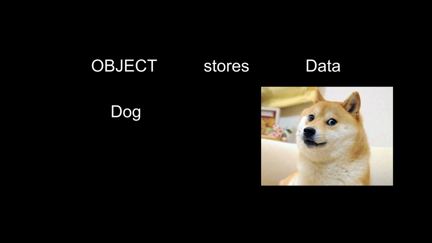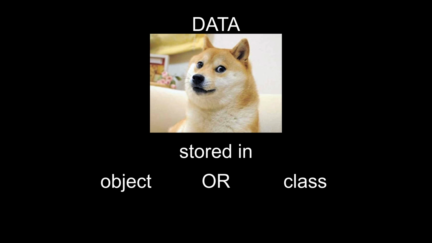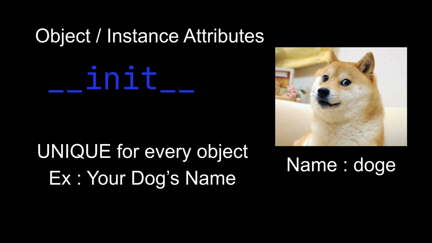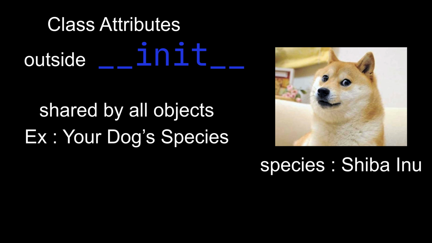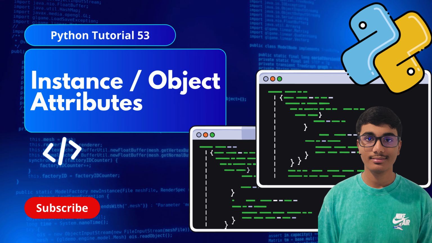Every object can store data, but whether the data is stored inside the object or shared by a class makes a huge difference. You see, instance or object attributes are created inside the init constructor, so they're unique for every object, but attributes for a class are defined outside of the init constructor. Therefore, they're shared by all the objects.